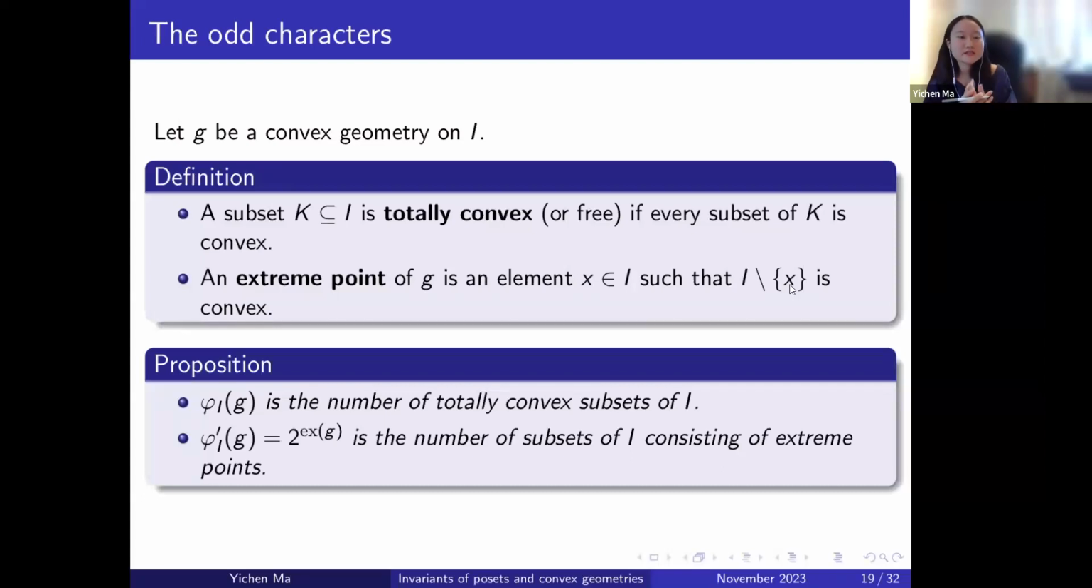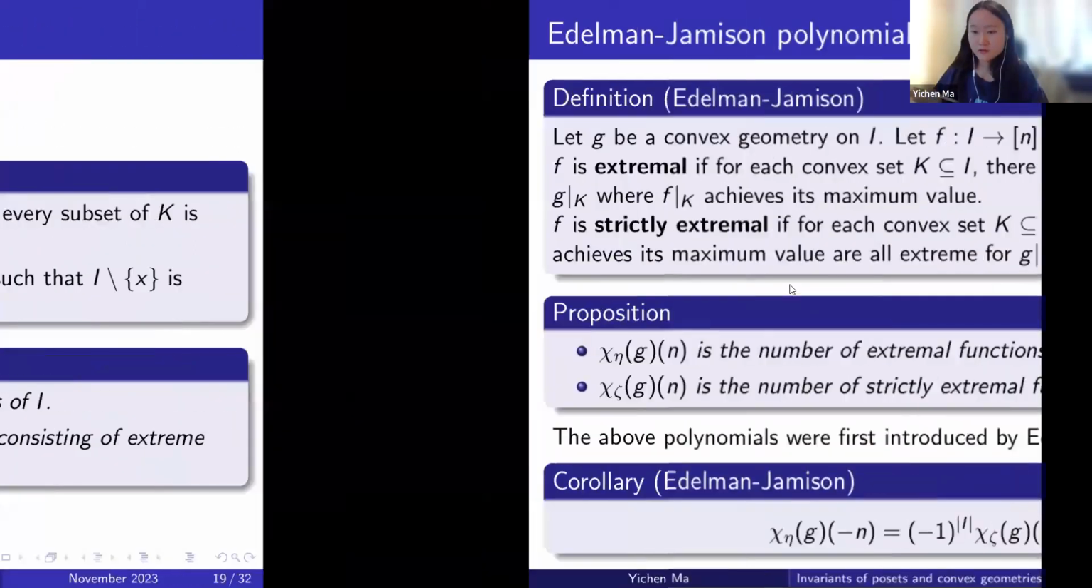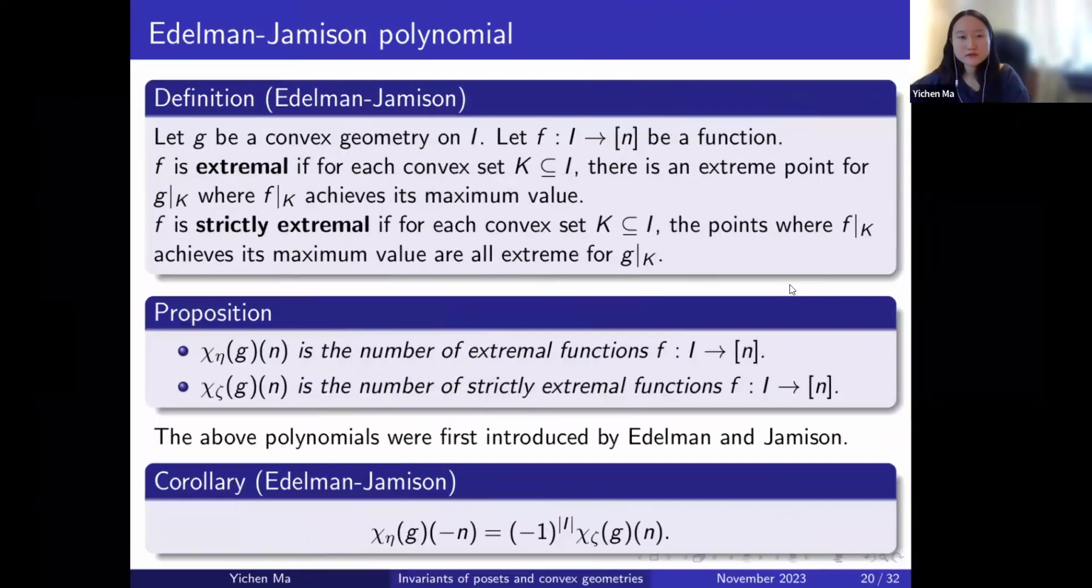With these definitions, we have a nice description for phi and phi prime. Indeed, phi applied on G is the number of totally convex subsets of I. And phi prime of G is 2 to the power of the number of extreme points in G. This is also the number of subsets of I consisting of extreme points. Then we're able to derive the ultimate Jamison polynomial. Before that, let me introduce what this polynomial describes.